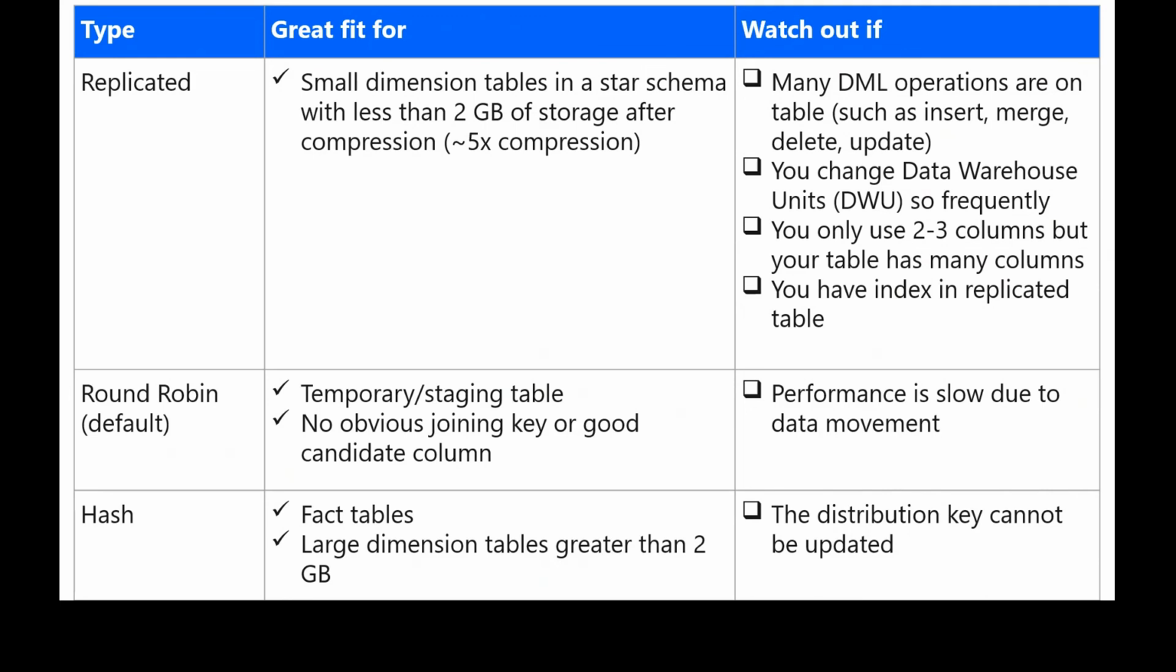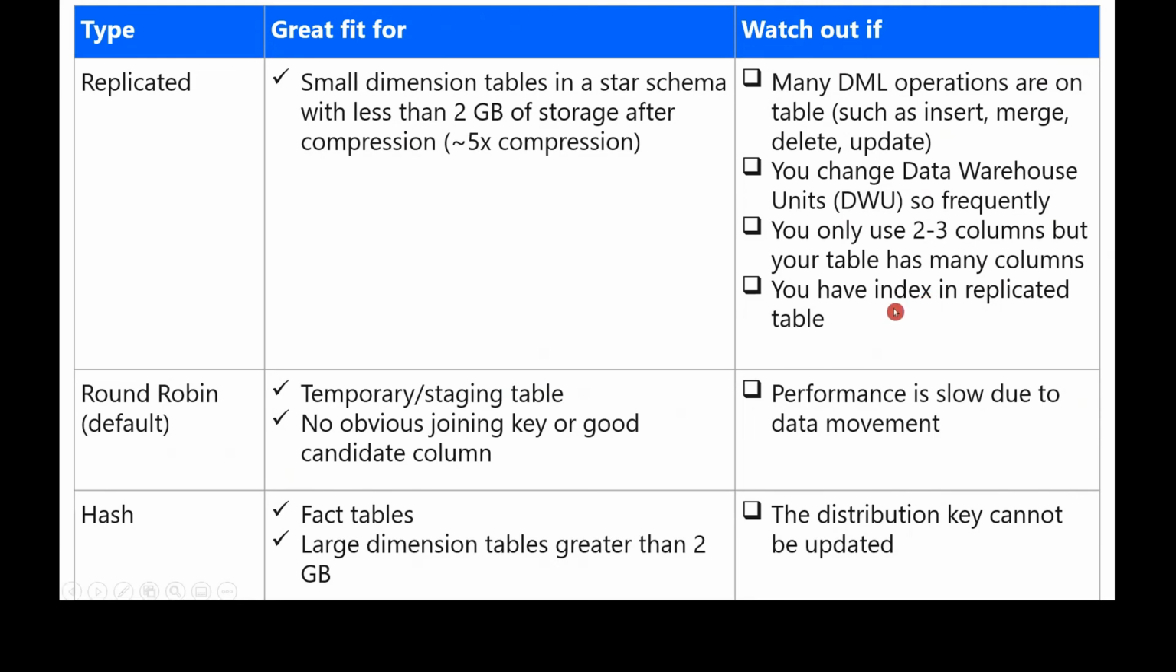In case you have too many columns in your dimension table, but you are going to use only a few columns for your computation, then it's not a good idea to go with replicated. Then the last one: if you have an index in your replicated table or dimension table, don't go for the replicated distribution method. The reason is, if you're going to make any changes in the table, it will always update the index table also.